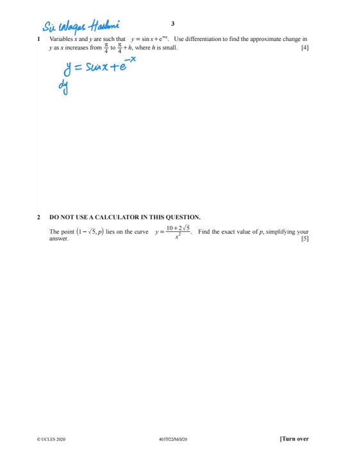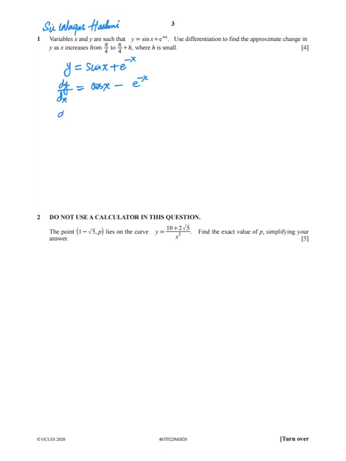So dy over dx equals the derivative of sine, which is cos x, plus the derivative of the exponential, which is the exponential to the power, and then the derivative of the power. So the derivative of minus x will be minus 1. That is why we have a negative sign here.